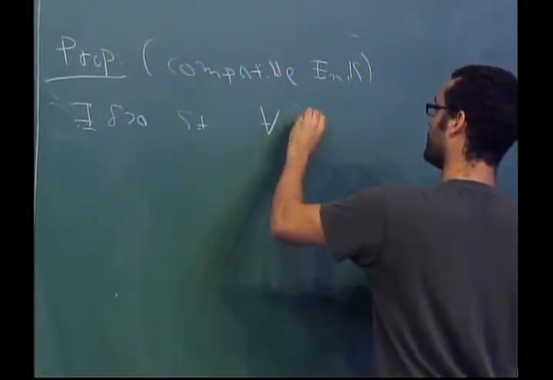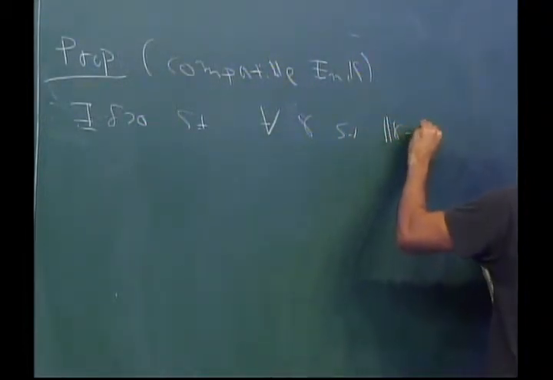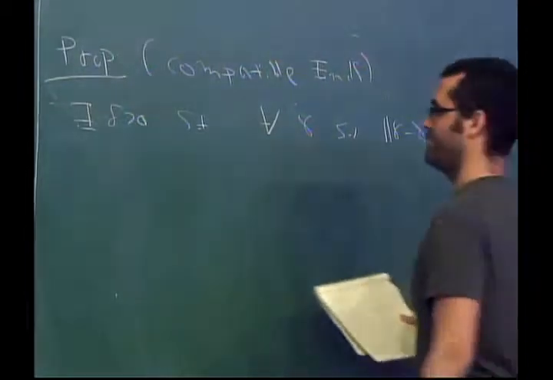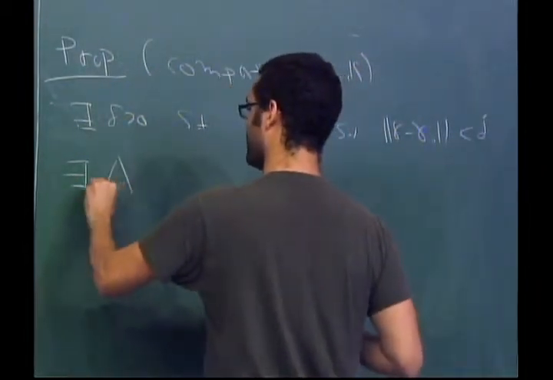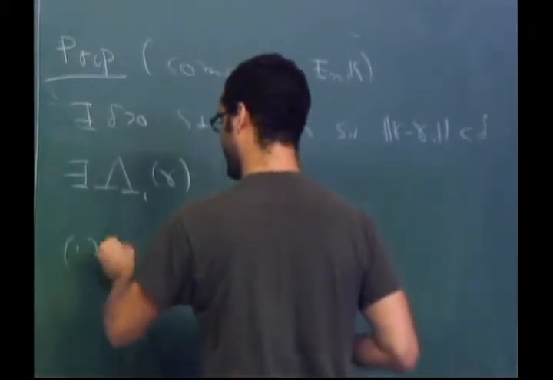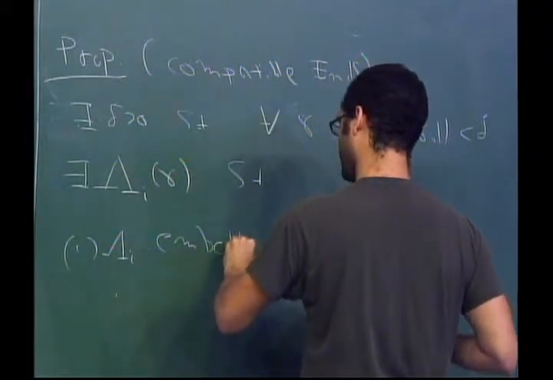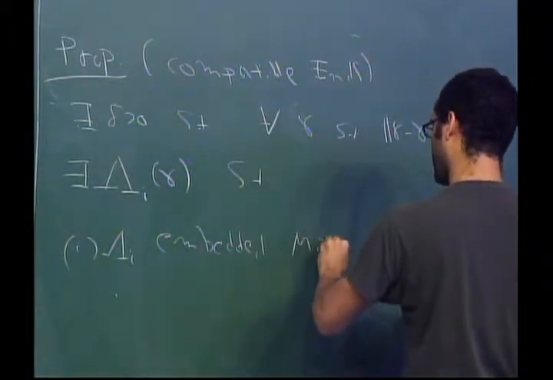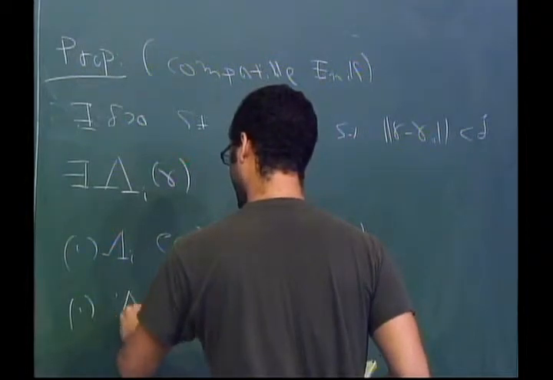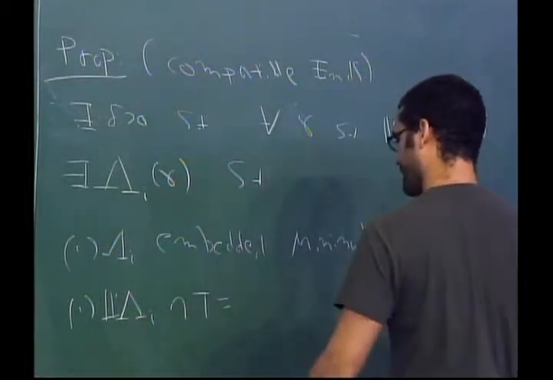for all gamma, with norm of gamma less than this gamma naught stuff, less than delta, there exists some collection of surfaces, gamma I, sigma, such that, okay, so the first thing we need is that all these gamma I's are embedded minimal. You also need that if you take the disjoint union of all the gammas and you intersect with the tube, you just get gamma.